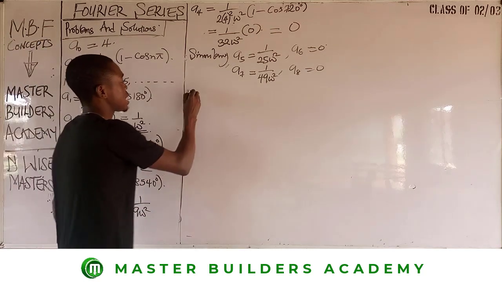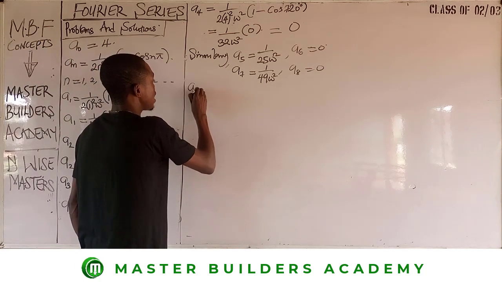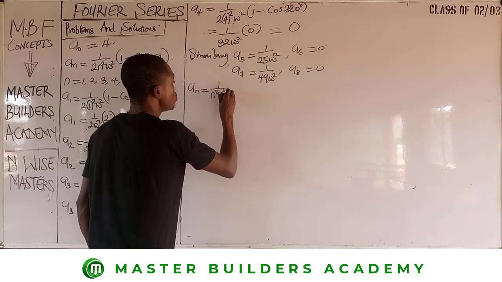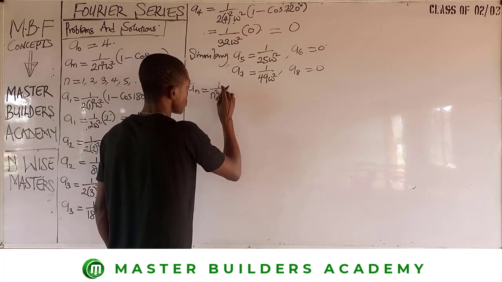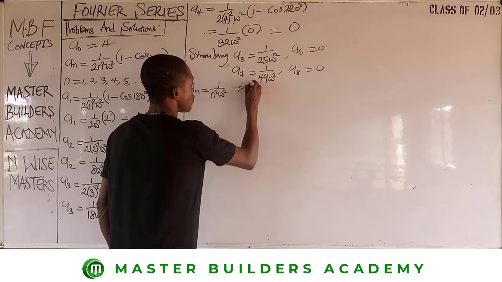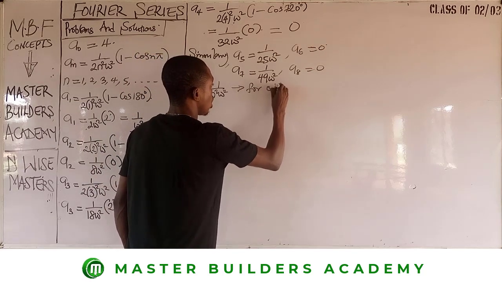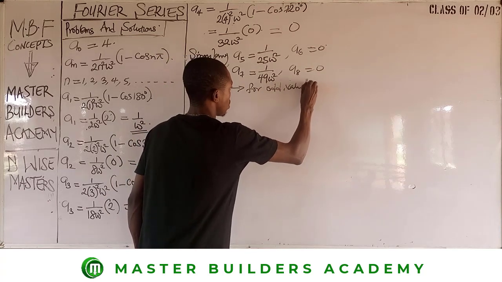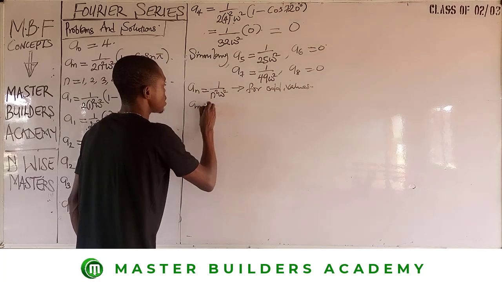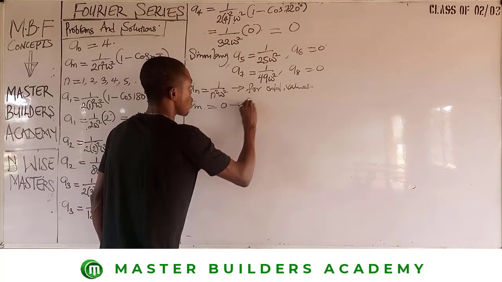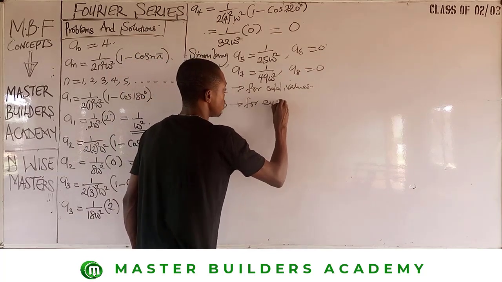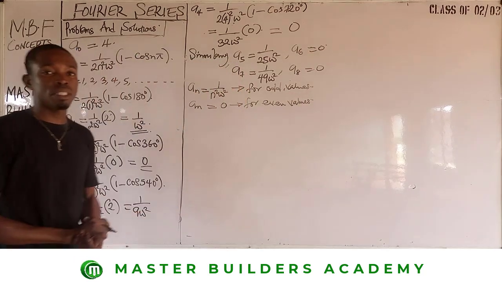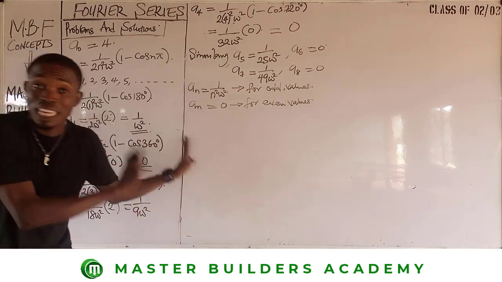So it shows that an is equal to 1 over n squared omega squared for odd values, while an is equal to 0 for even values. This is what it means. That's all. We are done with this.